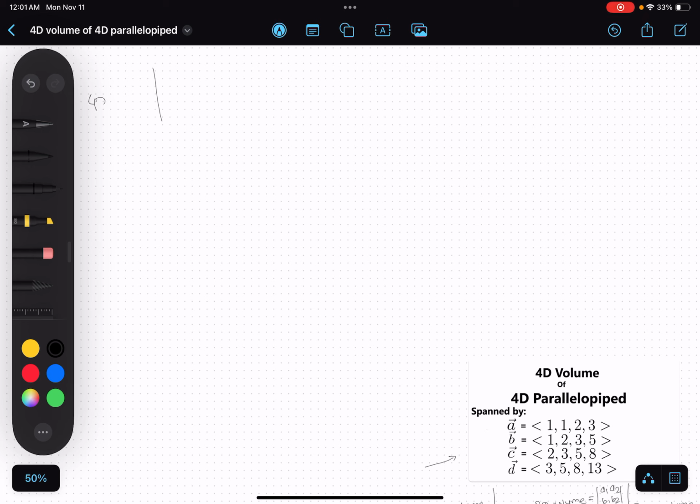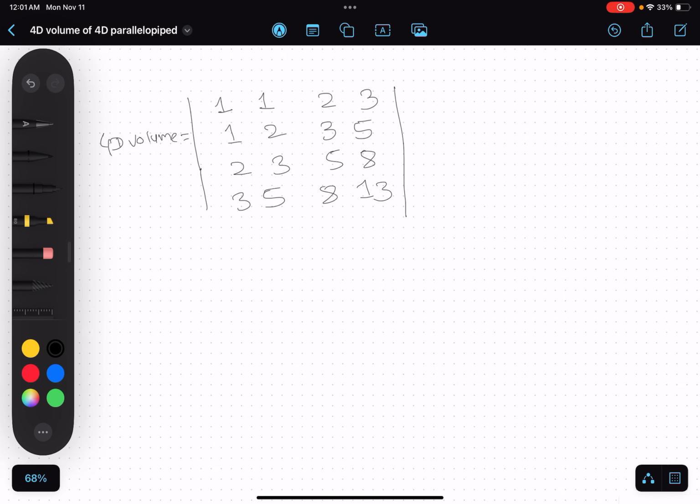The 4 dimensional volume will be the determinant of this matrix. And notice that these numbers are Fibonacci numbers: 1, 1, 2, 3, 5, 8, 13. Wow, right? That's so nice. I chose them so that they will be linearly independent, right? 1, 2, 3, 5, 2, 3, 5, 8, 3, 5, 8, 13. Okay, now let's start from the determinant.